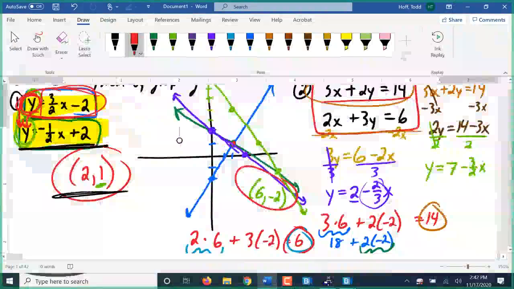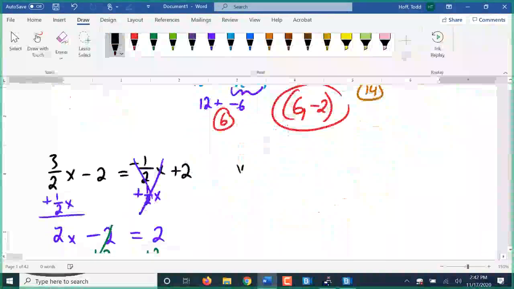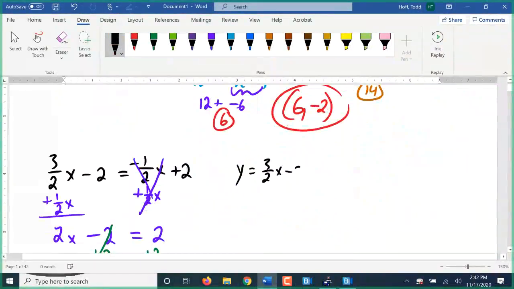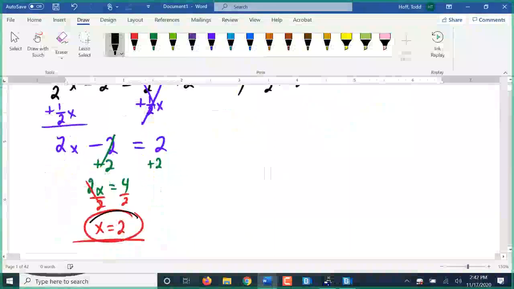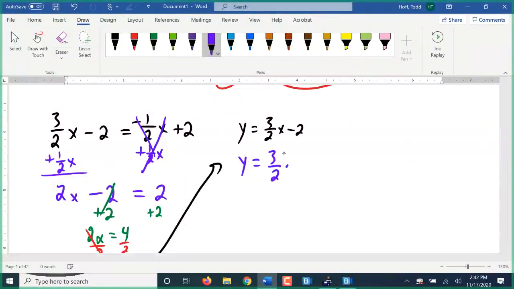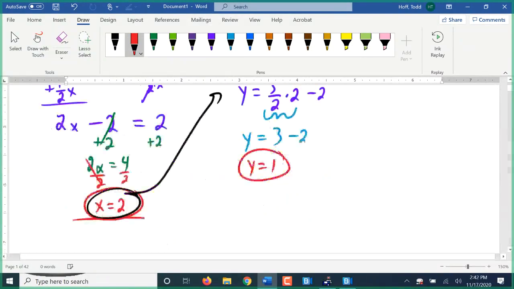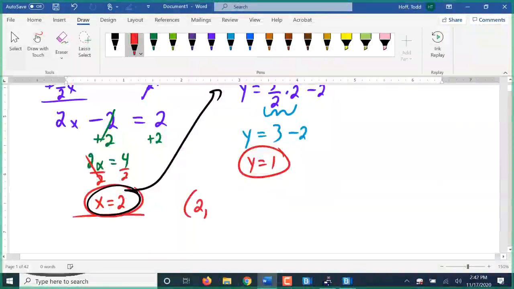So we can go back up to either one of the equations. I'm going to go to this top one since it's a positive 3/2. Y equals 3/2 x minus 2. I'm going to put this 2 for x into that equation and see what I get for y. So y equals 3/2 times x. Instead of x, I'm going to put in the 2. And then 3/2 times 2 is 3. Y equals 3 minus 2, or y equals 1. So our solution is that ordered pair x equals 2 and y equals 1.